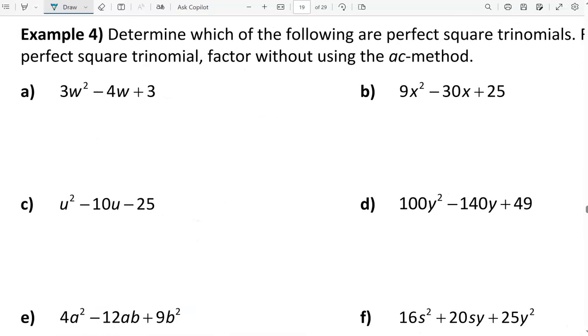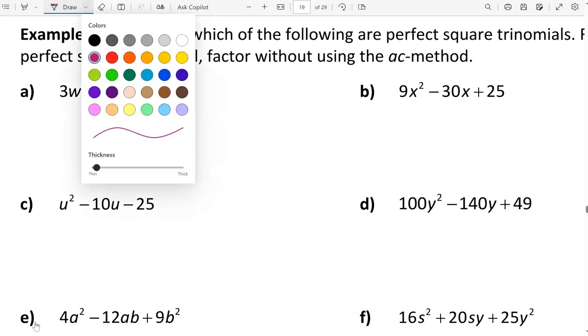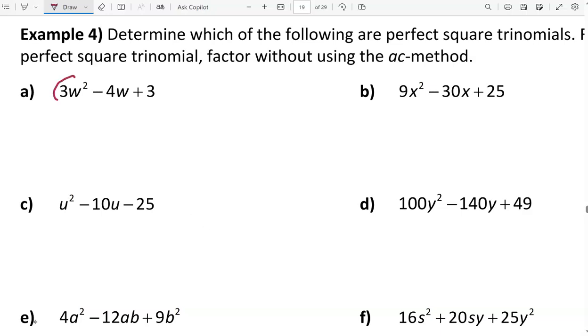So what we're going to do in example 4 is we're going to look at some polynomials and determine if they are in fact perfect squares. And when I look at my first term here, 3w squared, this is not a perfect square. Had it been 9w squared, then it might have been a perfect square. In that case, this trinomial is not a perfect square trinomial.